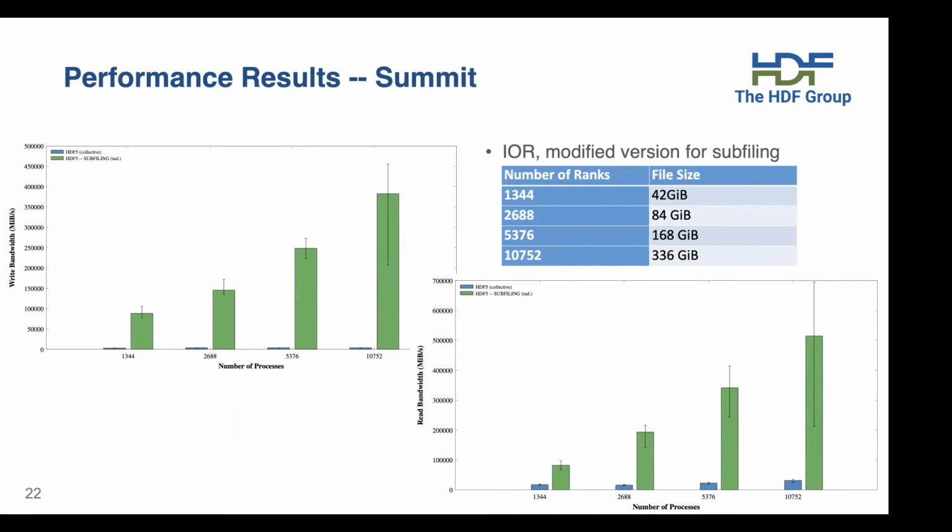The numbers here for subfiling should be noted that they're artificially high because they didn't really take into account system-wide file caching. But the thing we mostly wanted to focus on is you can see how we can still get better performance as compared to collective IO, even though there's definitely caching in place here. Next slide.